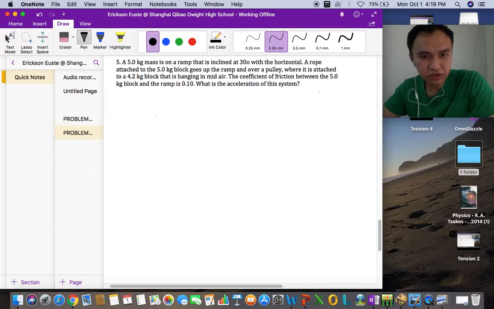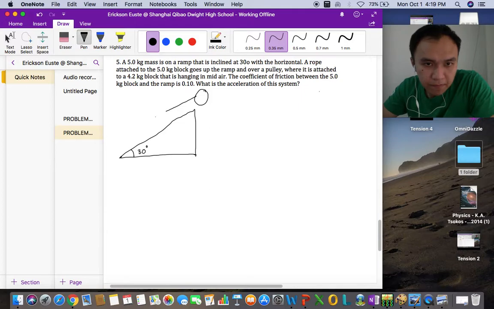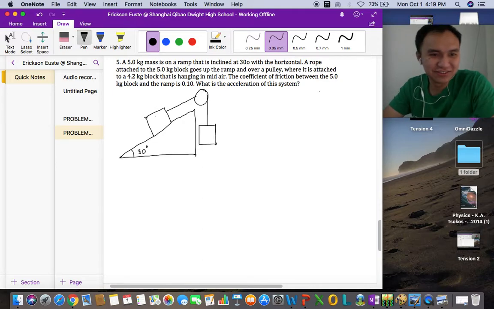Let's start by drawing it. So we have the drawing. This is 30 degrees. Sorry if it's not really straight or it's not really good to look at the drawing. It's really hard to control this. I hope that you understand. So this is 5 kilograms and this is 4.2 kilograms. So there you go. All right.